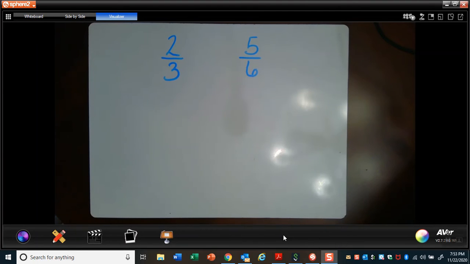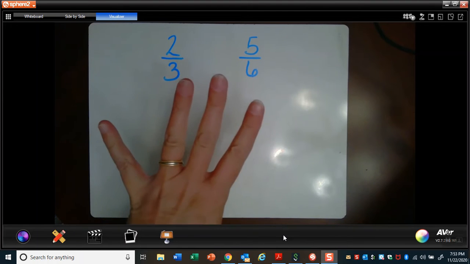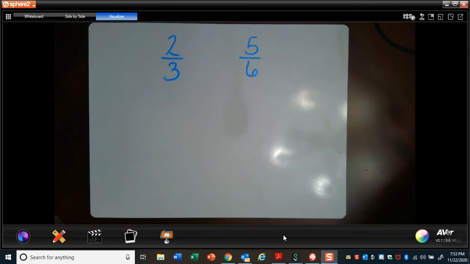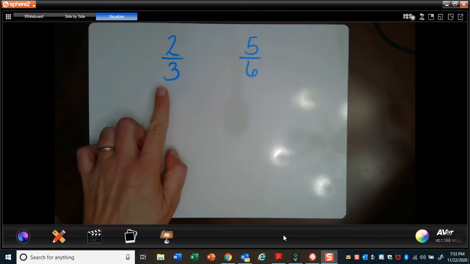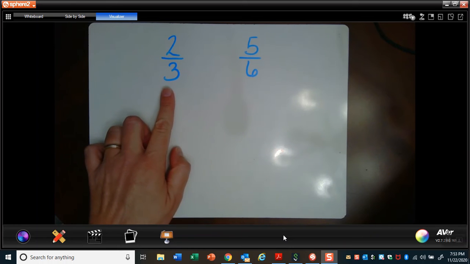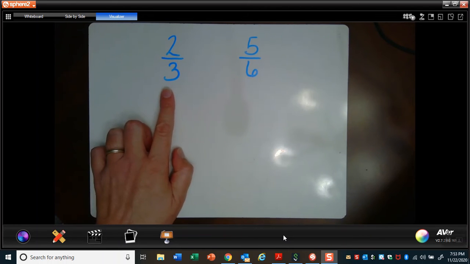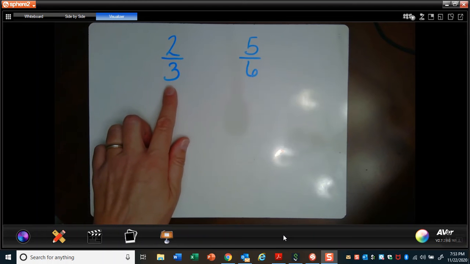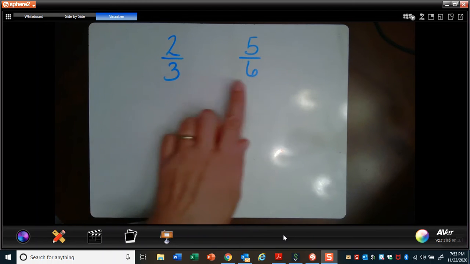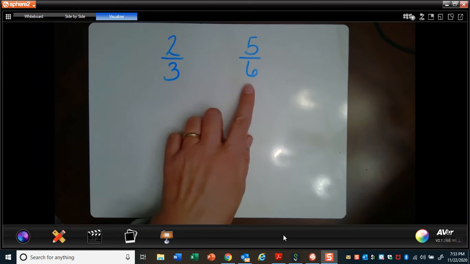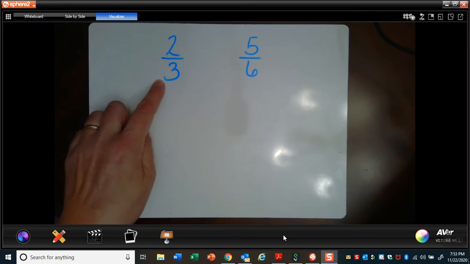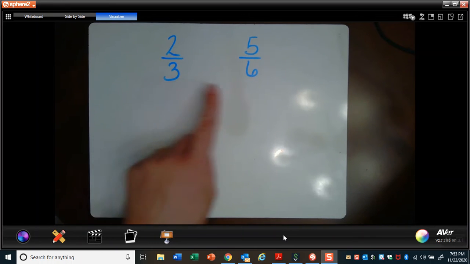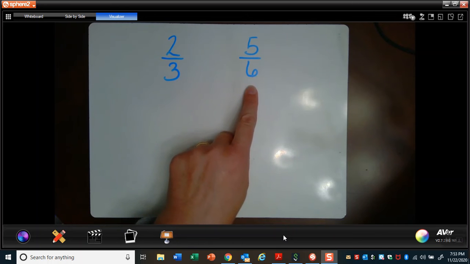We're going to move on now to our fourth strategy when comparing fractions. This strategy cannot always be used, but looking at these two fractions, I think I can easily make them into apples to oranges. And what I mean is, I notice my denominators have something in common. I have a 3 and I have a 6. I know that 6 is a multiple of 3, so I can take 2/3 and find an equivalent fraction that will give me the same denominator of 6.